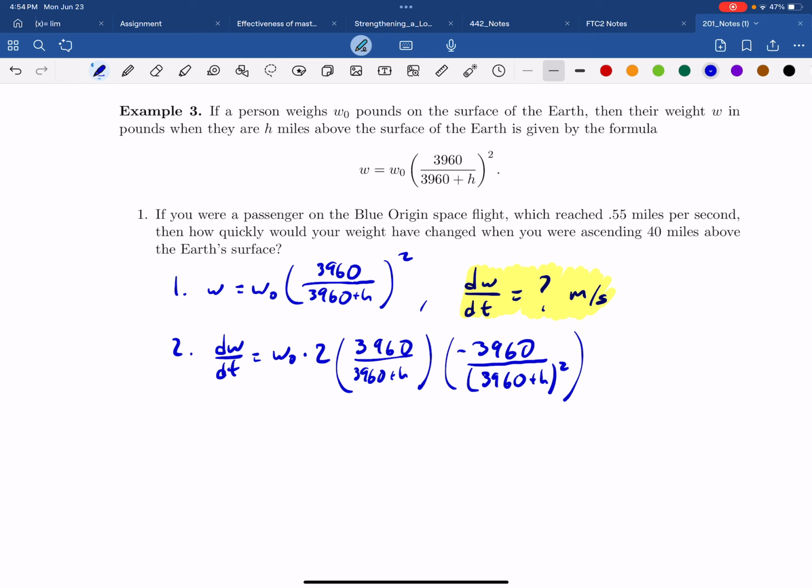Now, why is it that way? Well, think about it. If you rewrite it like this, 3960 times 1 over 3960 plus h, or if you rewrite that as 3960 plus h to the negative 1, that's how you're getting that answer, okay? And so anyway, this winds up being negative 2w0, well, let's see. If we multiply, maybe just save some room, multiply it by 3960 squared, that's a little much. I can't do that in my head. 3960 squared.